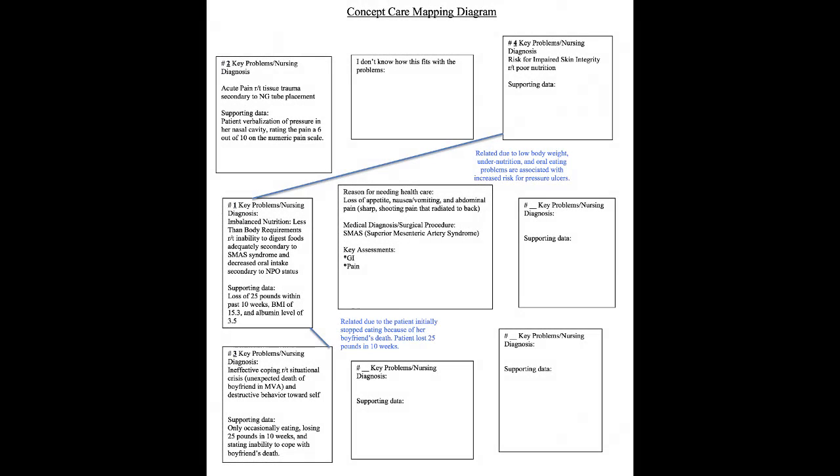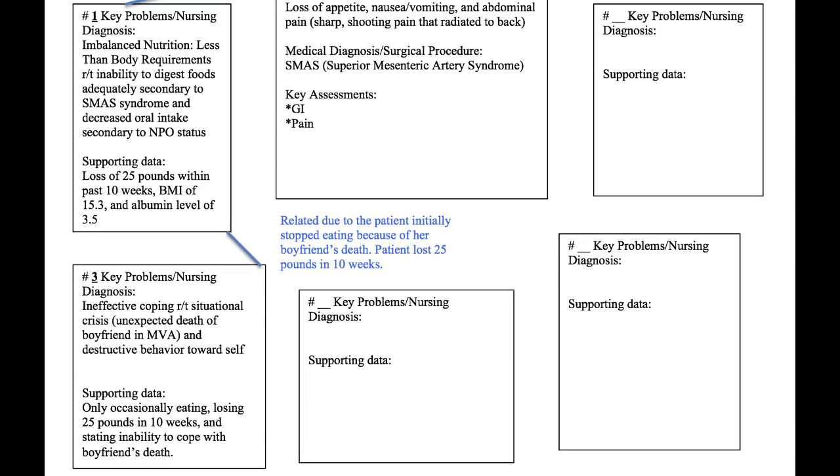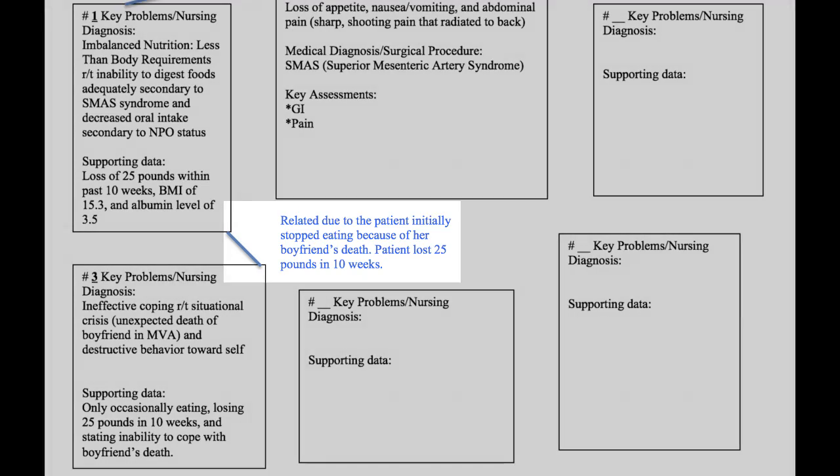Looking at the example, there are relationship lines between imbalanced nutrition and ineffective coping. The reason these are related is because this particular patient stopped eating appropriately when her boyfriend passed away in a car accident. These two diagnoses are related to one another.